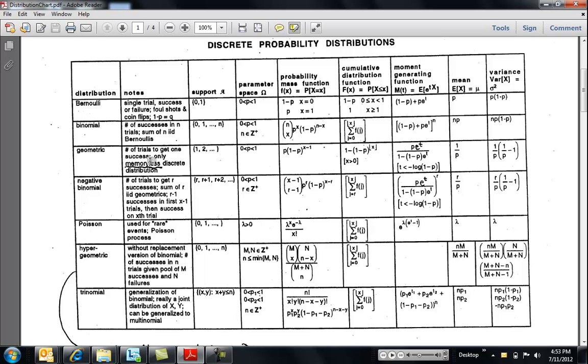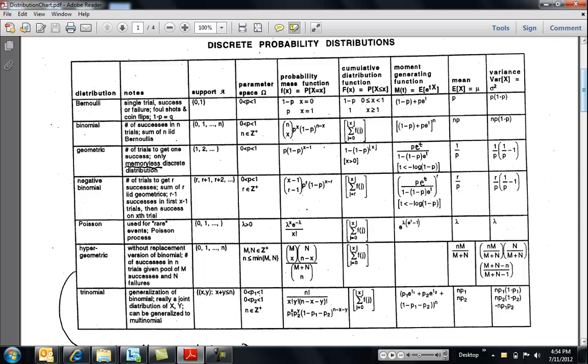Geometric, the number of times until you get a success, could be 1, 2, 3. Here's the mass function. Again, here's the mean, 1 over p. Here's the variance. Negative binomial, the number of trials till you get r successes. Poisson, the number of events in time or space. Hypergeometric, the without replacement version of binomial. So you're still counting the number of successes, but you're not replacing items back into your pool.